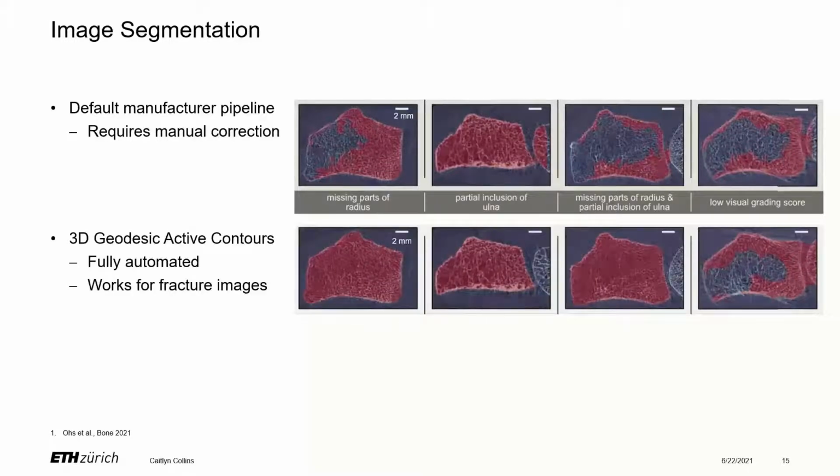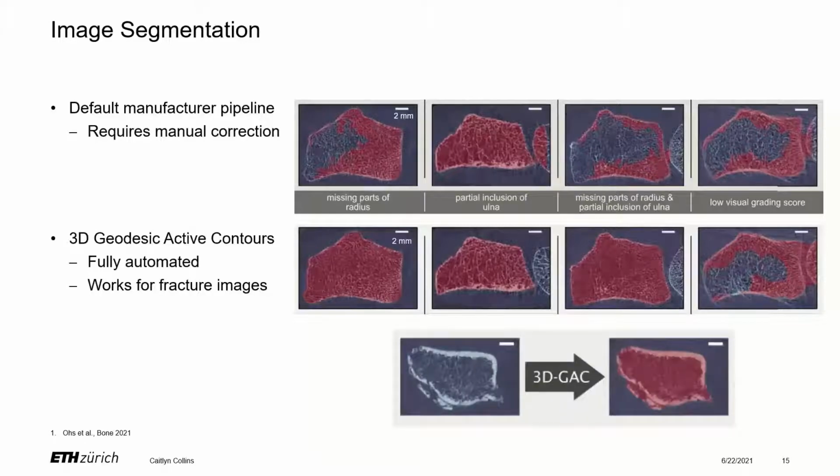More recently, our group has introduced a geodesic active contouring approach that's fully automated. While it doesn't overcome all problems, it is much more consistent and doesn't require manual fixes when segmenting out the distal radius. Additionally, we initially introduced this algorithm to tackle issues related to fracture, where the default pipeline is unable to handle breaks in the cortex. So there are techniques out there that are looking at improving this side of the analysis pipeline.